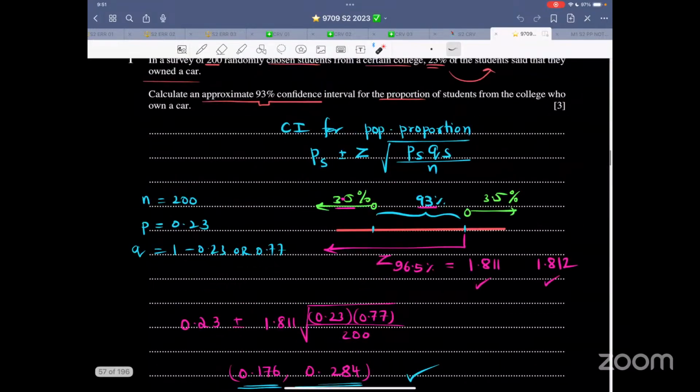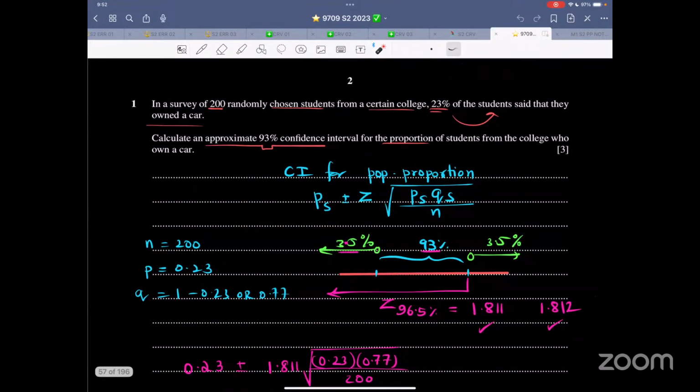So let's move on. The confidence interval for population proportion equals PS plus or minus Z square root PSQS over N. Now for a 93% confidence interval, 93% is in the middle, and 7% divided by 2, that's 3.5 on the sidelines. When we read the Z value, we read for 96.5%. That comes out to be 1.811 or 812. That is from the normal distribution table, the Z table.